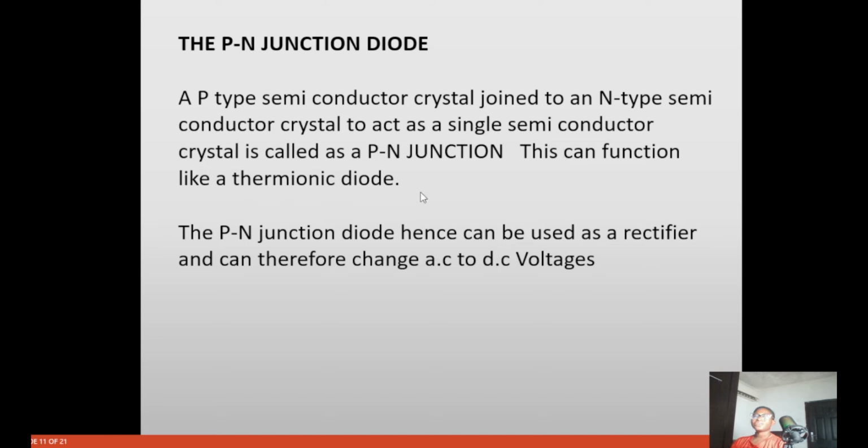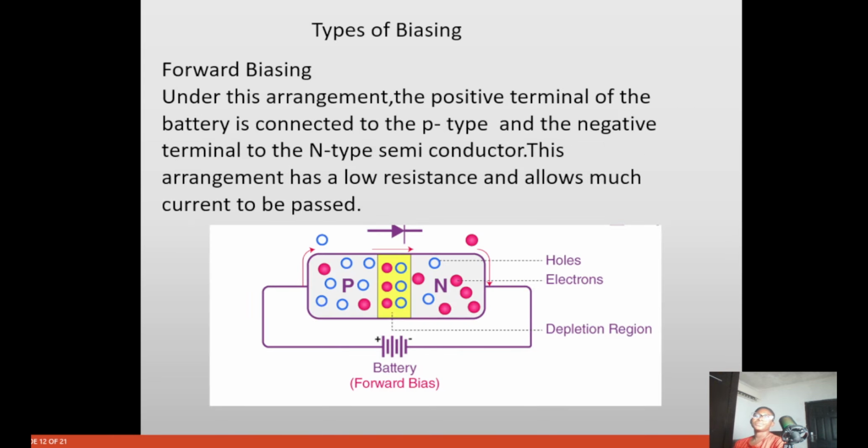The p-n junction diode can be used as a rectifier, and it can therefore change AC to DC voltage.